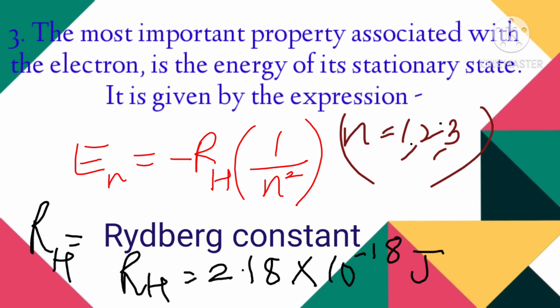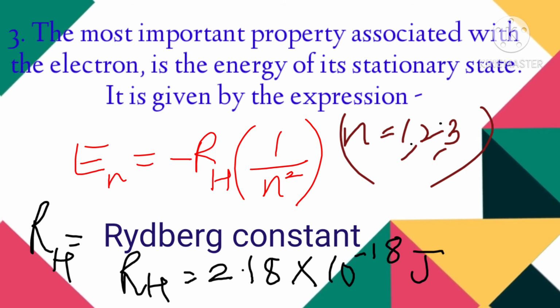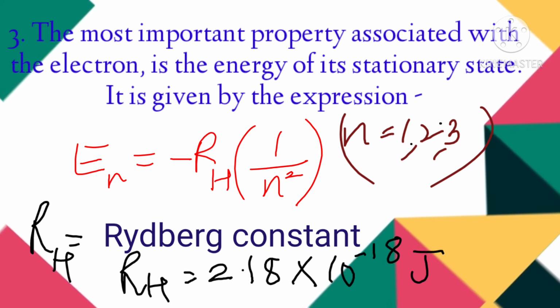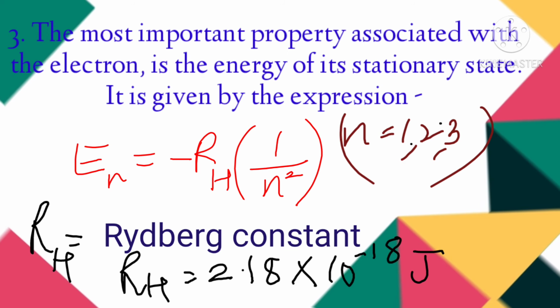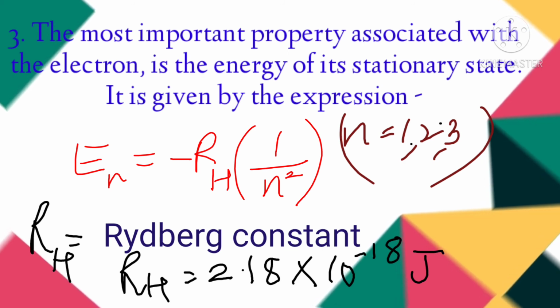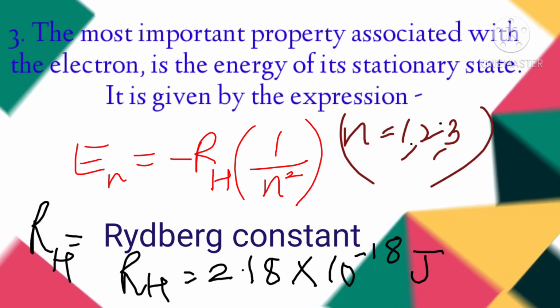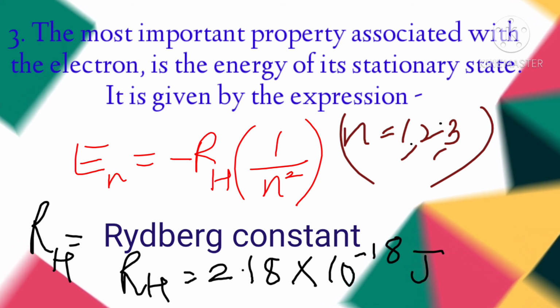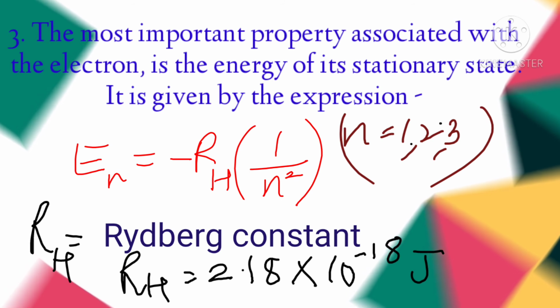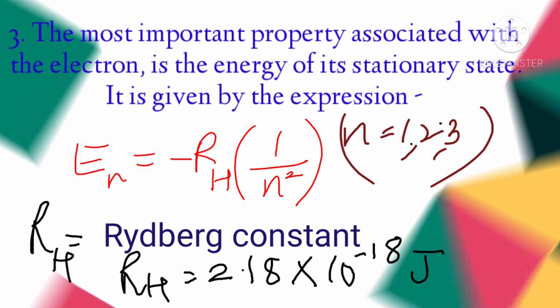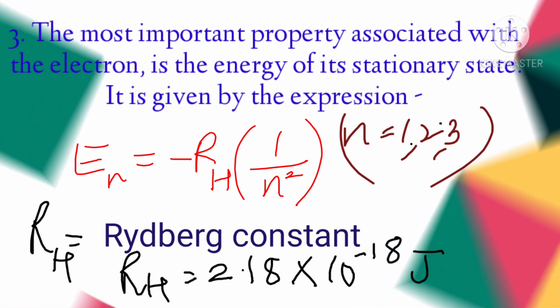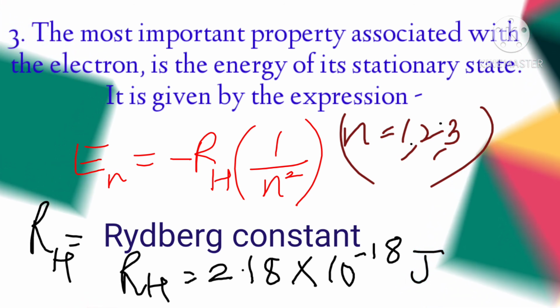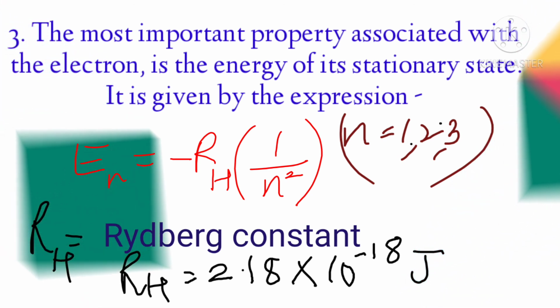So the energy of the stationary state for n is equal to 2 की क्या हो जाएगी? E2 is equal to minus 2.18 into 10 to the power minus 18 into 1 upon 2 square. तो उसको हम calculate करेंगे. Answer will be minus 0.545 into 10 to the power minus 18 joules. Okay, so this is how we calculate the energy of the stationary states by the formula En is equal to minus RH 1 upon n square, where n is equal to 1, 2, 3. So remember this point. Okay.